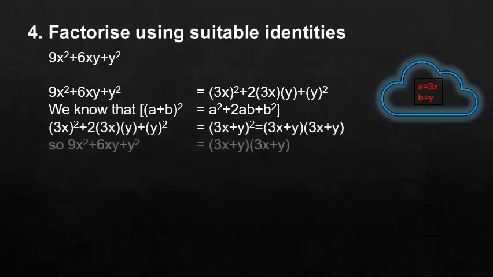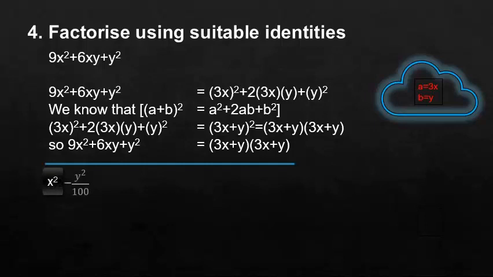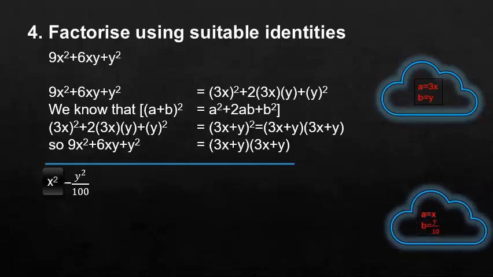So the answer you get is that the polynomial 9x square plus 6xy plus y square is equal to 3x plus y whole square, which is again equal to 3x plus y into 3x plus y. So the factors are 3x plus y and 3x plus y. Our next question is x square minus y square by 100. Okay, can you relate this to any identity?